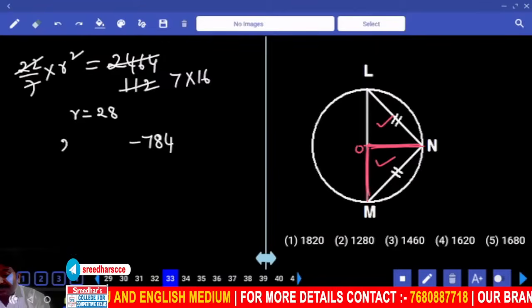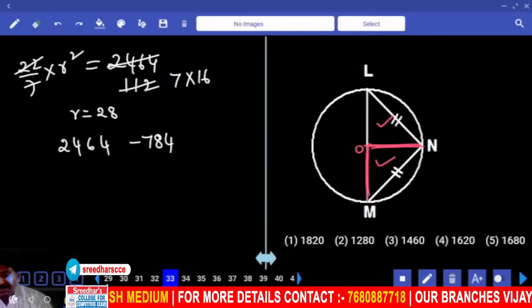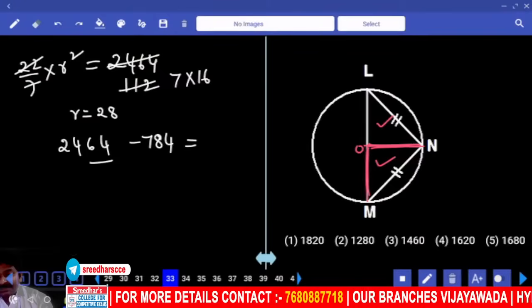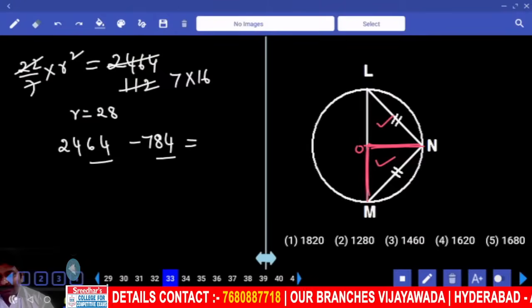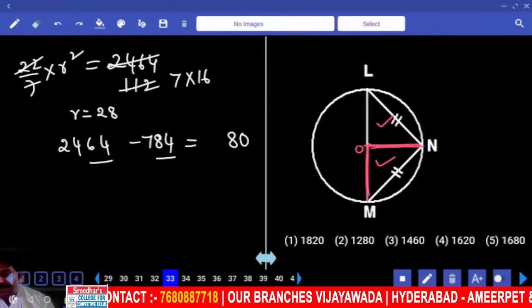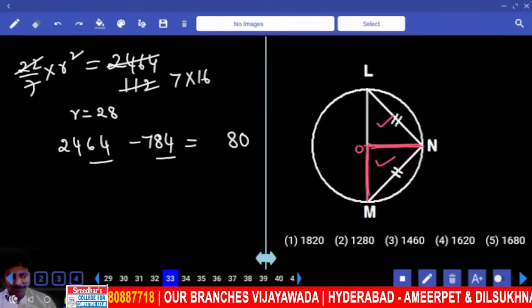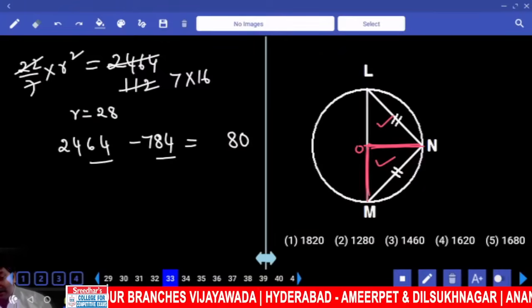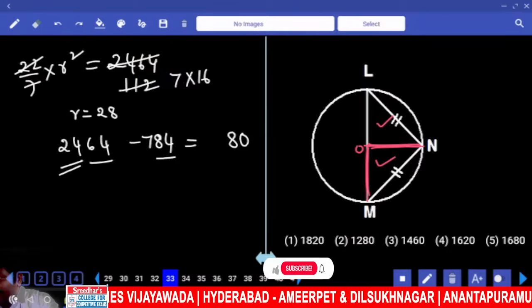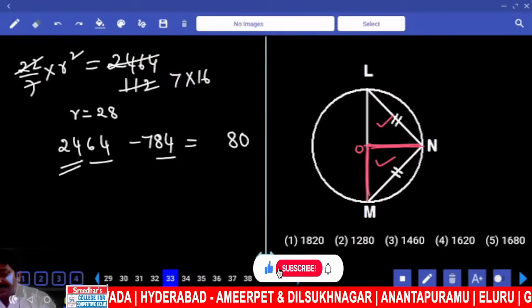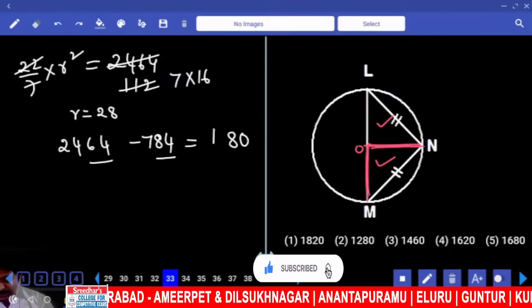784 subtracted from 2464. Correct? 64 minus 84 gives 80. Are you fine? How many options are ending with 80? 2. Then 1 is taken as carry from this number. 23 minus 7. 1680.